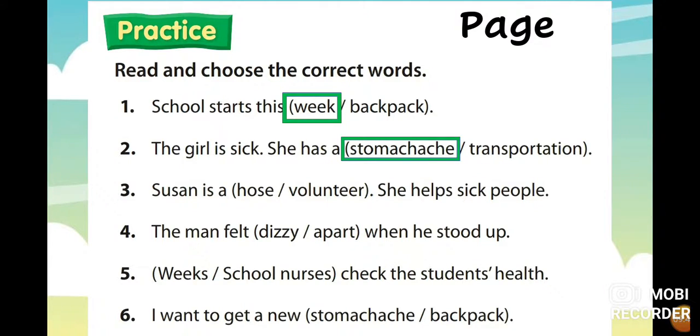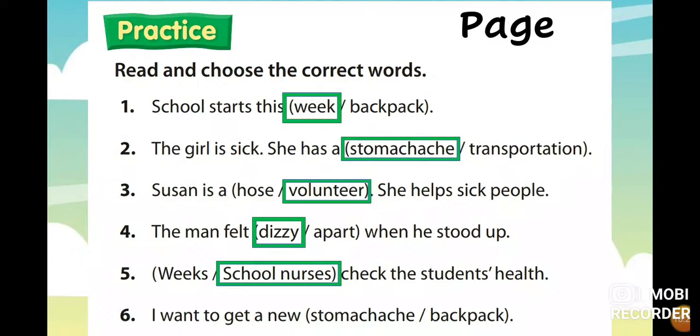The girl is sick. She has a stomachache. Number three, Susan is a host or a volunteer. She helps sick people. In this case, the answer is volunteer. Excellent. Number four, the man felt dizzy or fell apart when he stood up. The man felt dizzy when he stood up. Se sintió mareado cuando se levantó. Number five, school nurses check the students' health. This is the professional that checks your health at school. Number six, I want to get a new backpack. For example, next year, if we go to school, we want to get a new backpack.